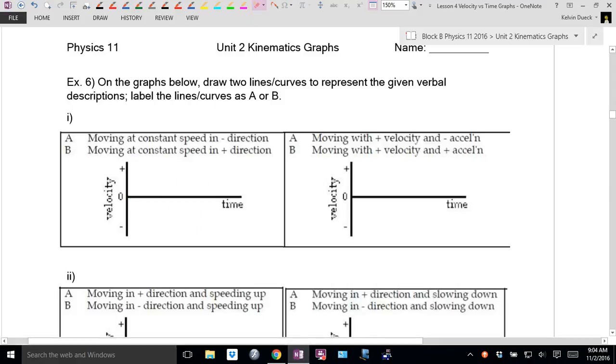What would a constant speed look like on a velocity time graph? Yeah, I got that below. Ah, A would look like that. You can freehand it. You don't need a ruler. Try and draw a nice horizontal line.